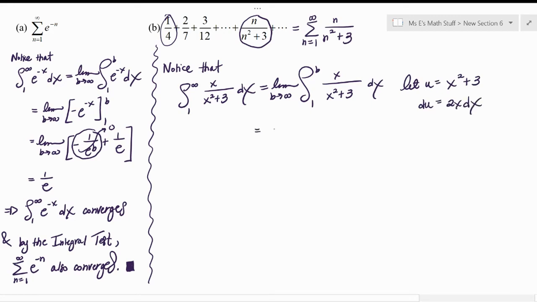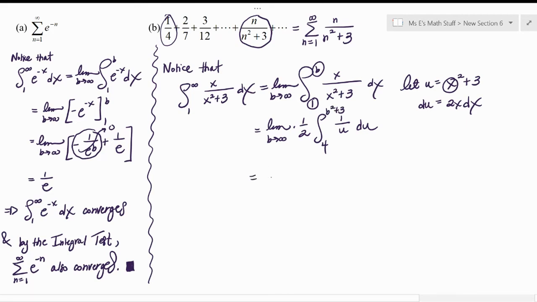And so writing this in terms of u, we would have the limit as b approaches infinity of 1/2, and I'm going to change the bounds in a second. First I'm going to just say 1 over u du. Now I'm going to change the bounds. If x is 1, my friends, if you plug that in for x, then your new u value would be 4. And if x was b, then your new u value would be b squared plus 3.